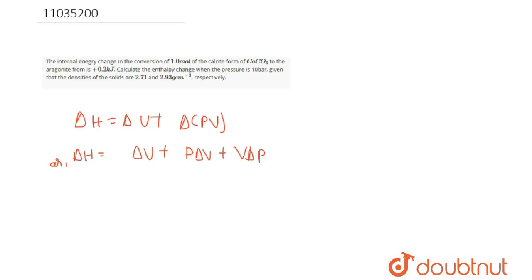Firstly, we know that change in enthalpy is equal to delta U plus delta of PV. If we further expand it, we can write this as delta U plus P delta V plus V delta P. And since the pressure is given as constant at 10 bar, V dP will tend to 0 because there is no change in pressure. So delta H is equal to delta U plus P delta V. Let it be equation A.